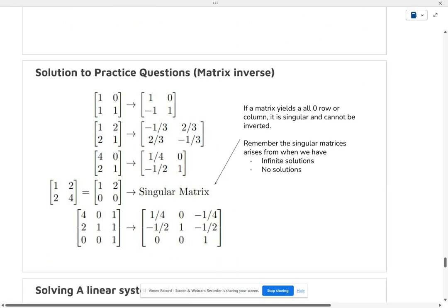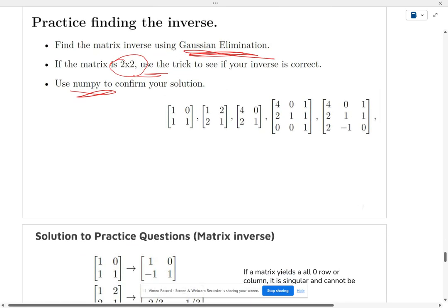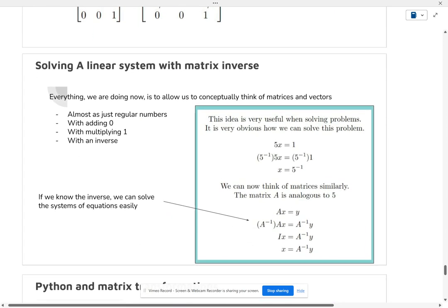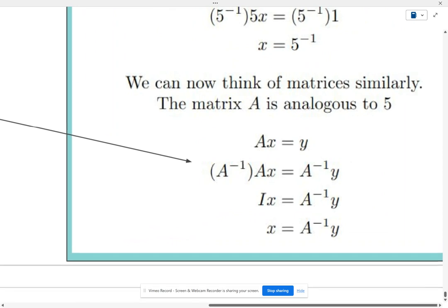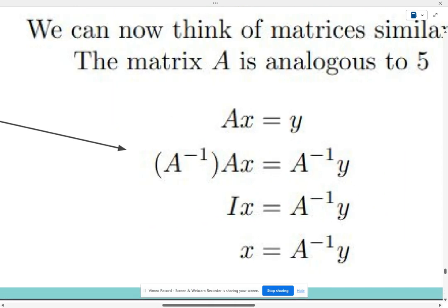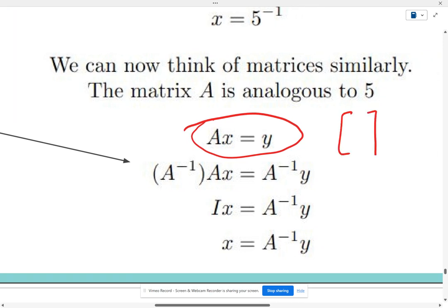Okay, so these are the solutions. Hopefully you guys are okay with them. Now it is interesting, now that we understand the concept of inverse, if we go back and look at the problem, this was the linear system, if you remember, where we have a matrix times x is equal to y, and we're trying to find x.